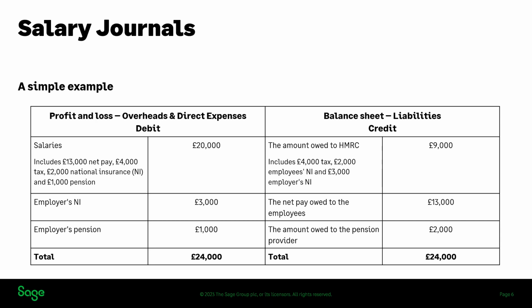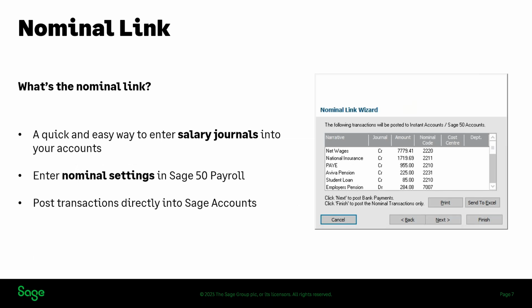Now, as I mentioned, historically that would have been done as a manual journal, and that's what we're trying to essentially avoid having to do as part of the webinar today. So that's where the Nominal Link comes in. Nominal Link is essentially setting up an integration link between your Sage 50 payroll software and your accounts software to essentially transfer that information automatically into your accounts.